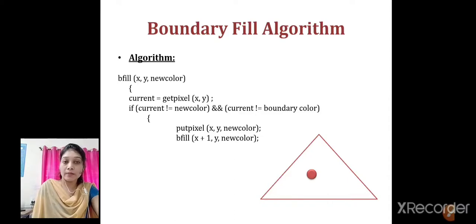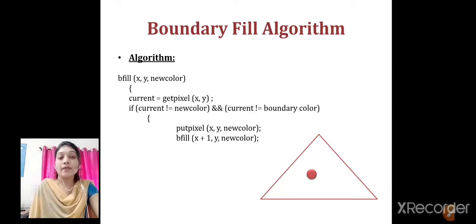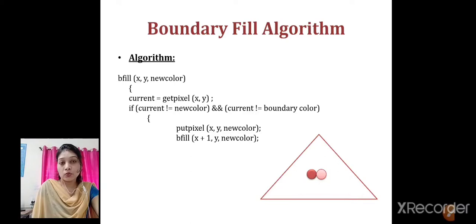And what is the parameter that is changed over here? I am passing x plus 1. Means y will be the same, only the next coordinate or the next pixel I have to select, that is the right pixel. So what we are going to do here? I am selecting a pixel like this. For this pixel I am calling the function.